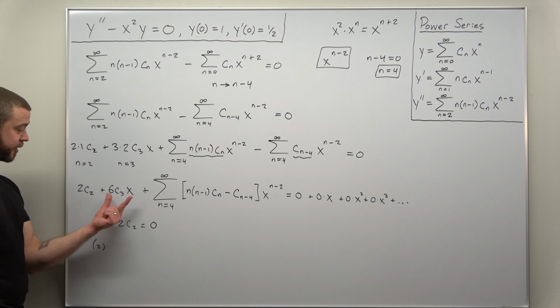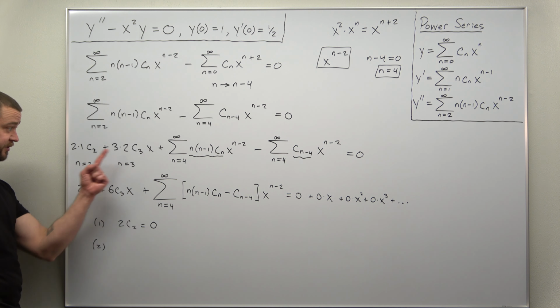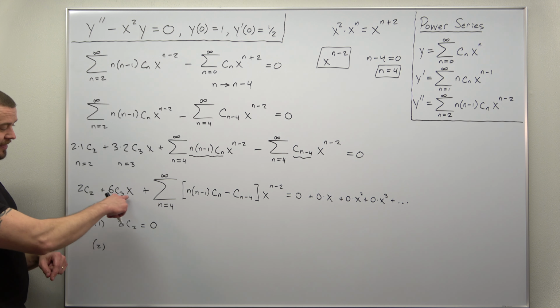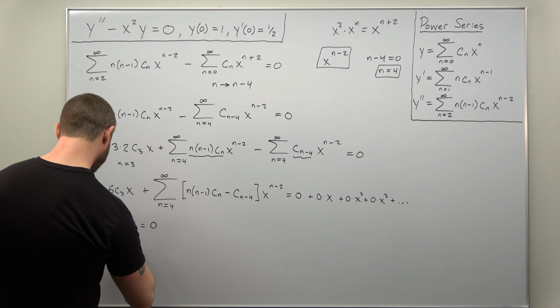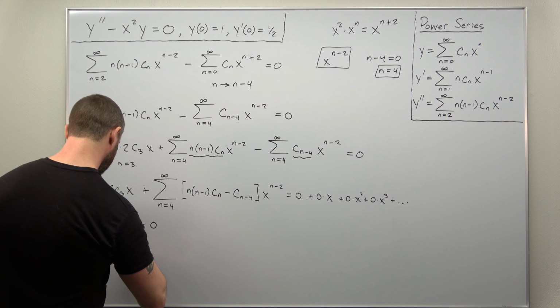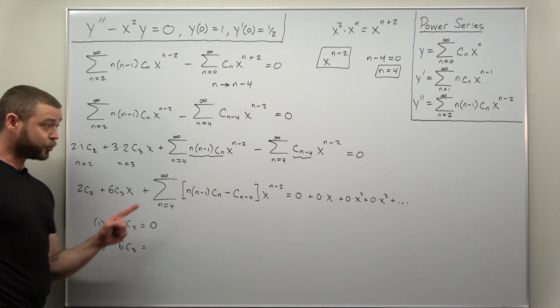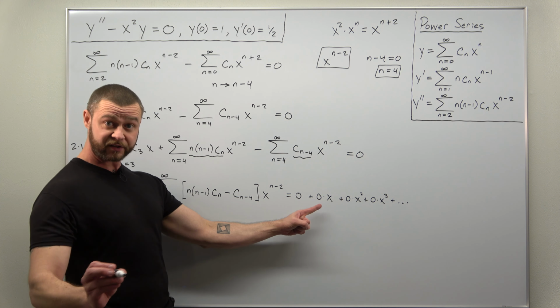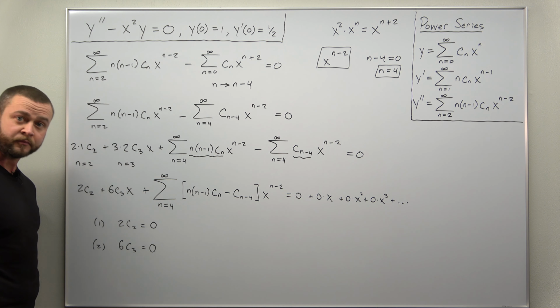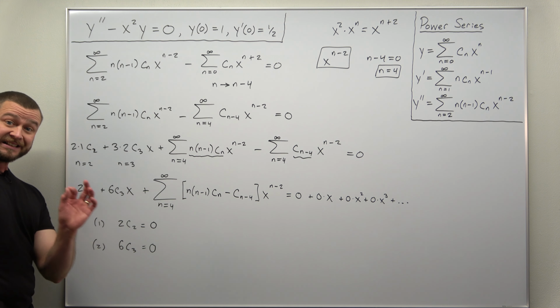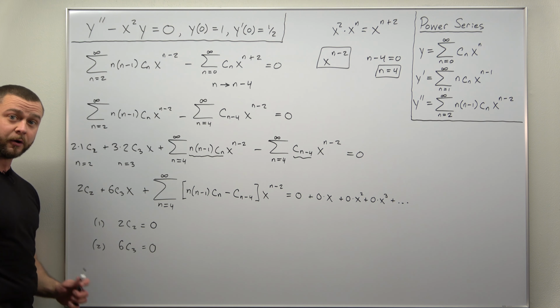All right, we have another condition here that comes from the terms that we wrote out. This coefficient of x, 6c sub 3, should equal the coefficient of x on the right side, which is again 0. Notice that tells you c sub 3 is also 0.